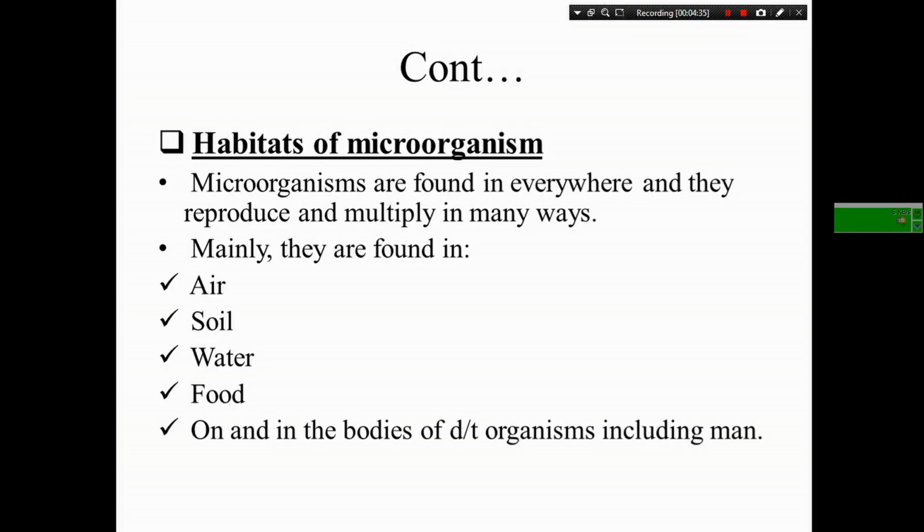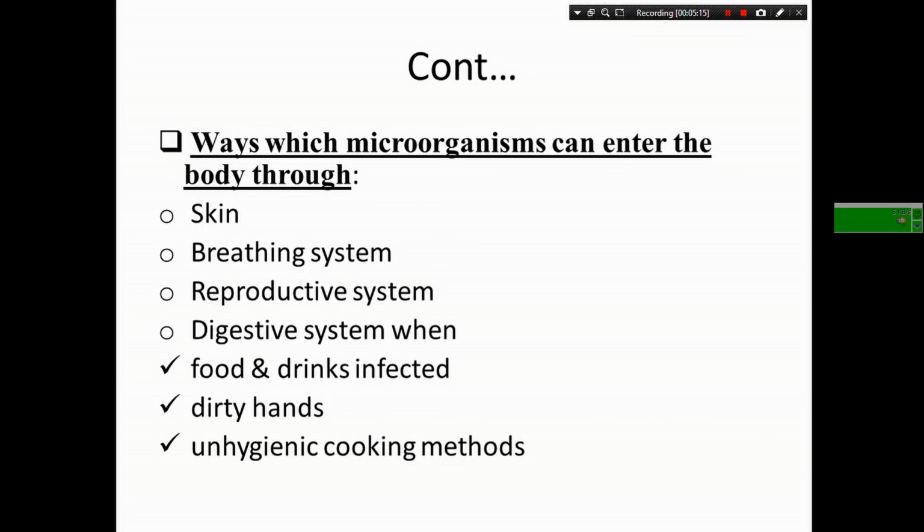Habitats of microorganisms: where were microorganisms found? Microorganisms are found everywhere and they reproduce and multiply in many ways. Mainly they are found in air, soil, water, food, and finally on and in the bodies of different organisms, including human beings. So in general, microorganisms are found in all zones of Earth, whether it is the hydrosphere, lithosphere, or atmosphere.